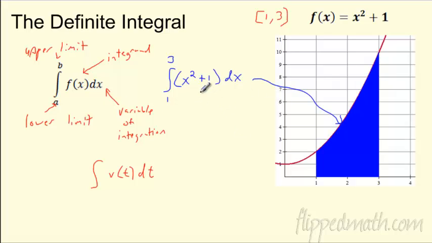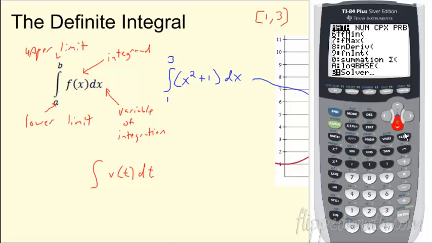This is how we write it. Can we evaluate it? Sure, man. Let's go to the calculator and do it. Let me clear out here. So if I want to evaluate this, there's 2 different ways. This time I'm going to show you how to do it with Math 9. So if you go to Math, you can scroll down to number 9 or just hit number 9. I kind of want to show you what it is. I think it's fnInt is what it's going to say.